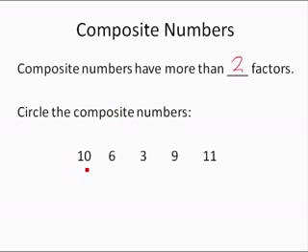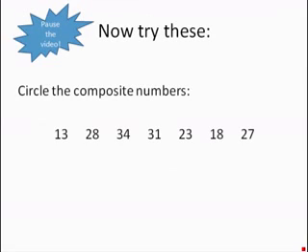Now 10 can be divided by 5, 6 can be divided by 2 or 3, 3 can only be divided by 1 and itself, 9 can be divided by 3, and 11 can only be divided by 1 and itself. Now pause the video and try this exercise.